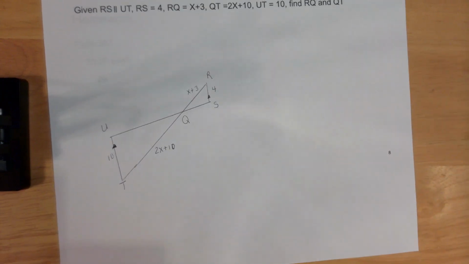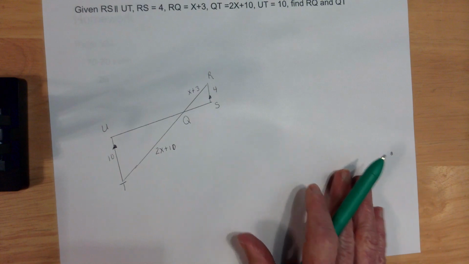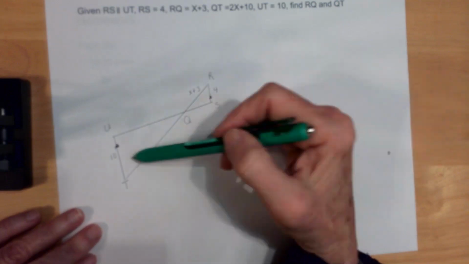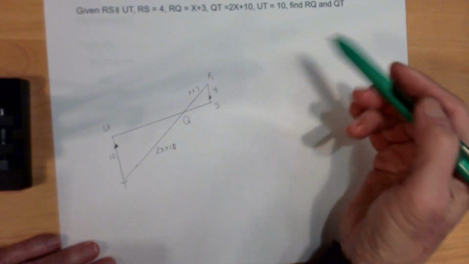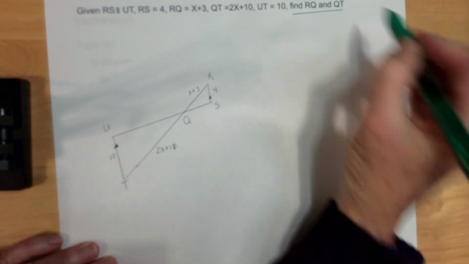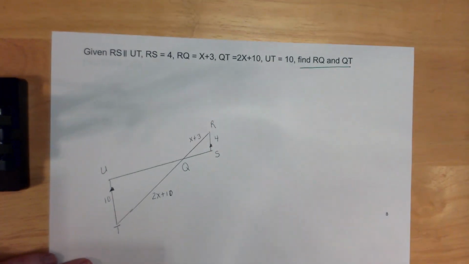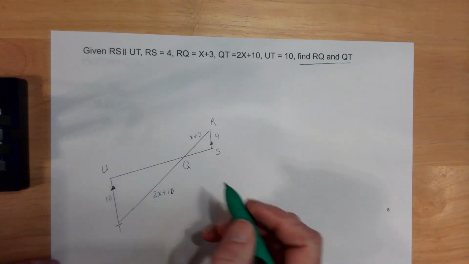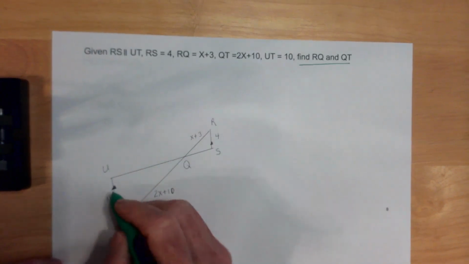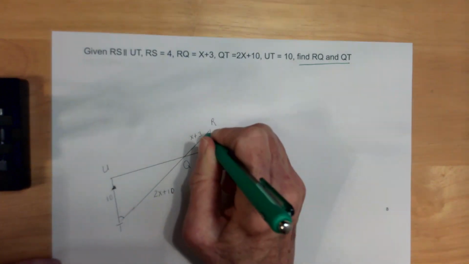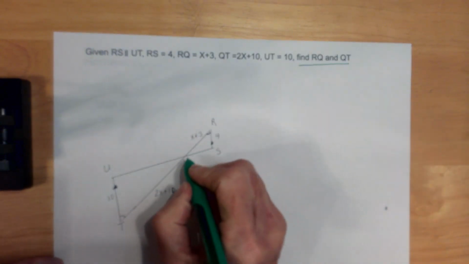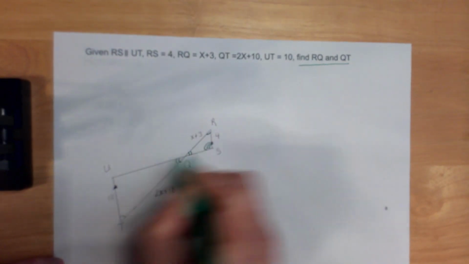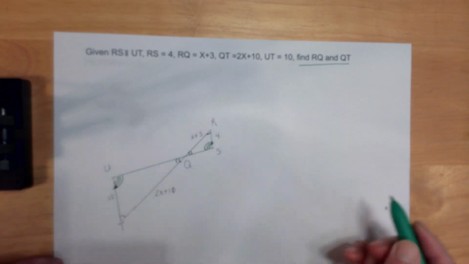All right, let's do another one of those. Again, you've got parallel lines. And then they give you some other measurements that you've put on the figure already, and they're asking you to find RQ and QT. All right, so I'm going to mark angles that should be congruent. Let's see, this and this are alternate interior angles. Those two are vertical angles, and those two would have to be congruent as well.